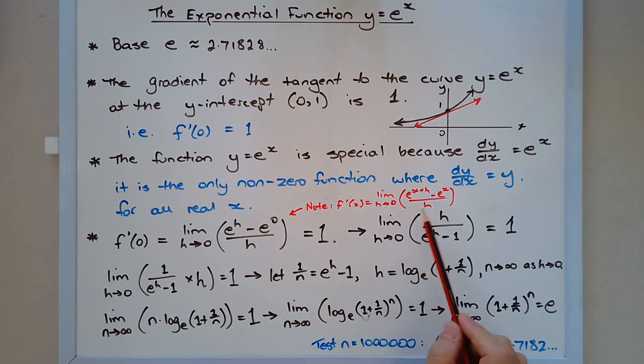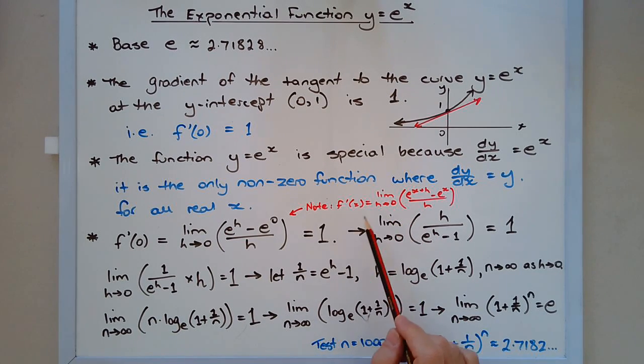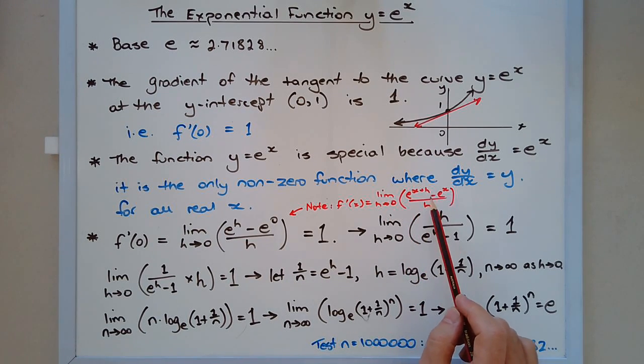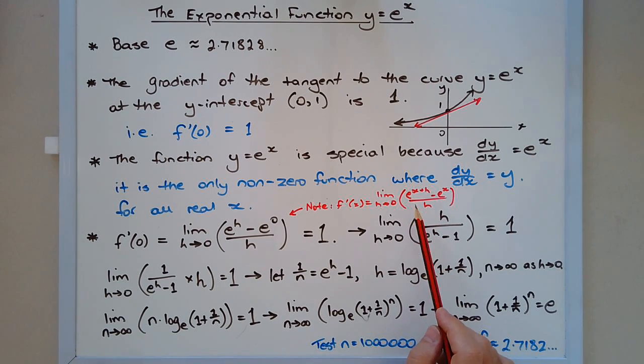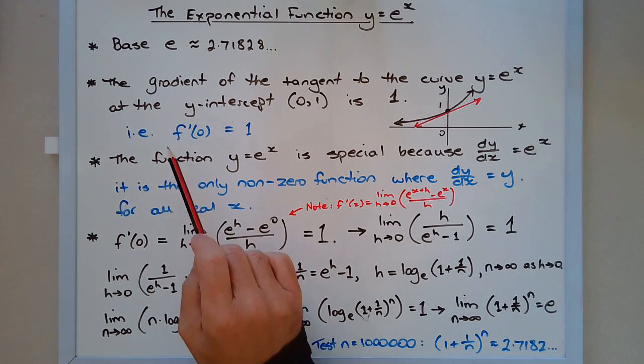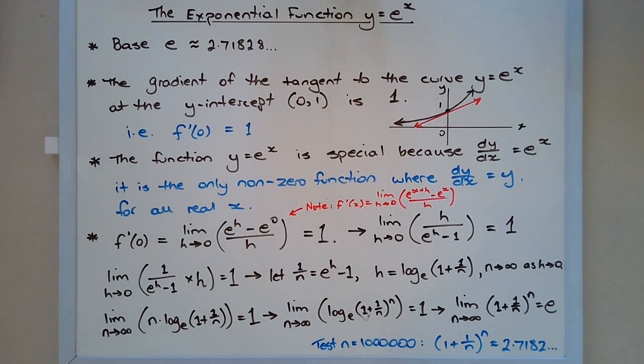Now looking at the derivative of e to the power of x by first principles, using the limit definition: f dash of x is equal to the limit as h approaches 0 of e to the power of x plus h minus e to the power of x, over h. Just focusing at a particular point, where x equals 0, f dash of 0 equals the limit as h approaches 0 of e to the power of h minus e to the power of 0, over h. We know that equals 1 because f dash of 0 equals 1.